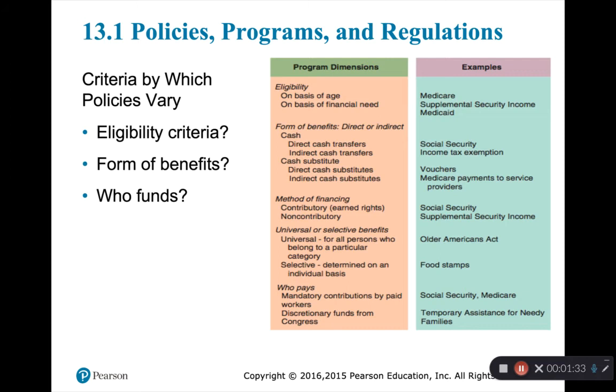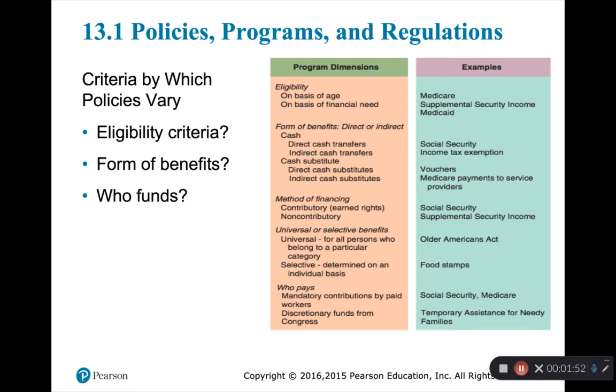To understand how the different policies differ by factors, you can look at this chart. You can see which programs are on the basis of age versus financial need, which programs pay out cash versus cash substitutes, and which ones are funded by paid workers versus Congress.